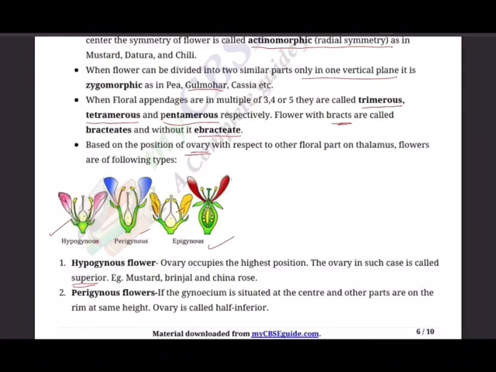Keep on drawing diagrams, practice diagrams, draw skillfully, beautifully, and understand the significance of each part of your diagram. Okay, and keep practicing.